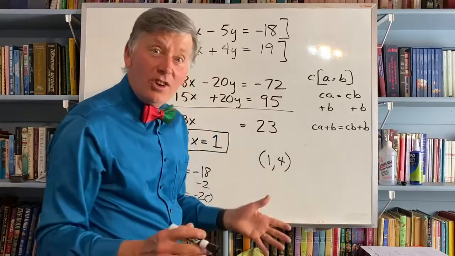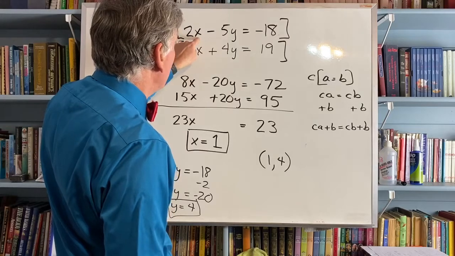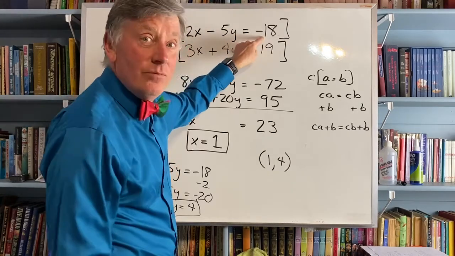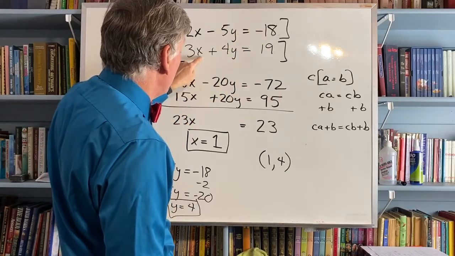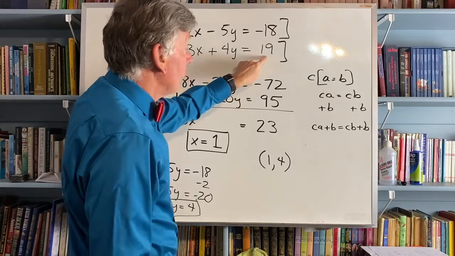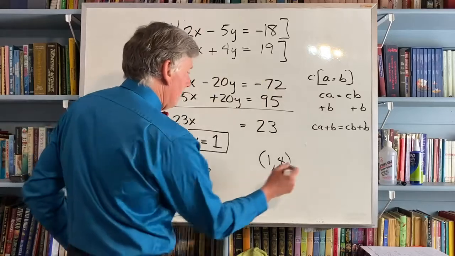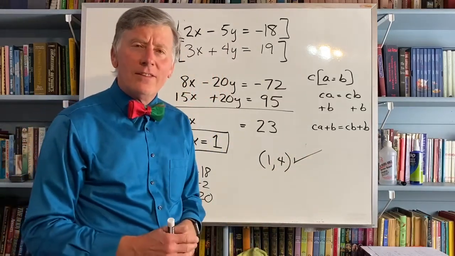Now, of course, I want to check. Does this work? Is it true that 2 times 1 minus 5 times 4 is negative 18? Yes. Is it true that 3 times 1 plus 4 times 4 is equal to 19? Yes. It works. That's elimination.